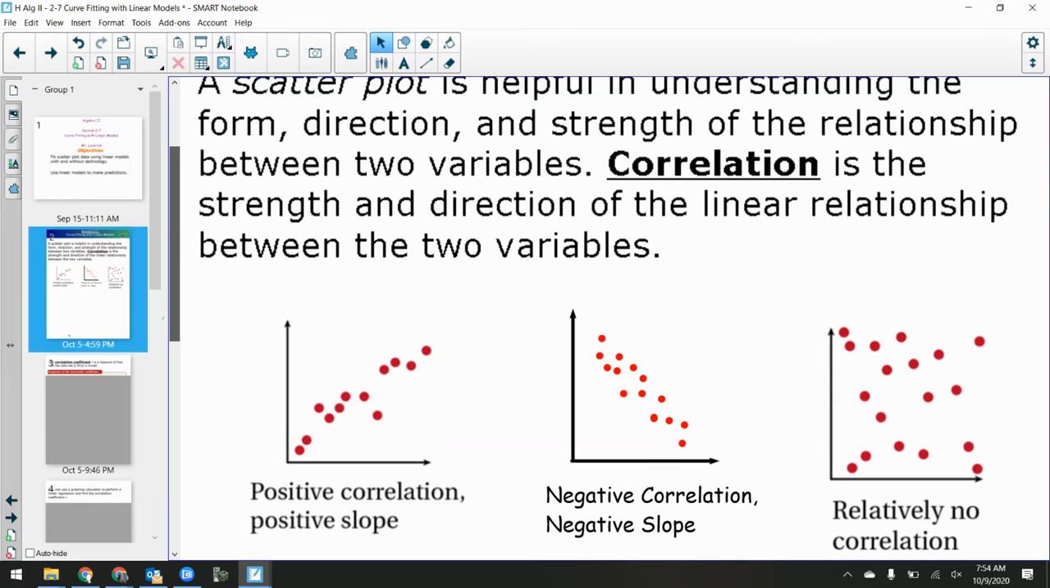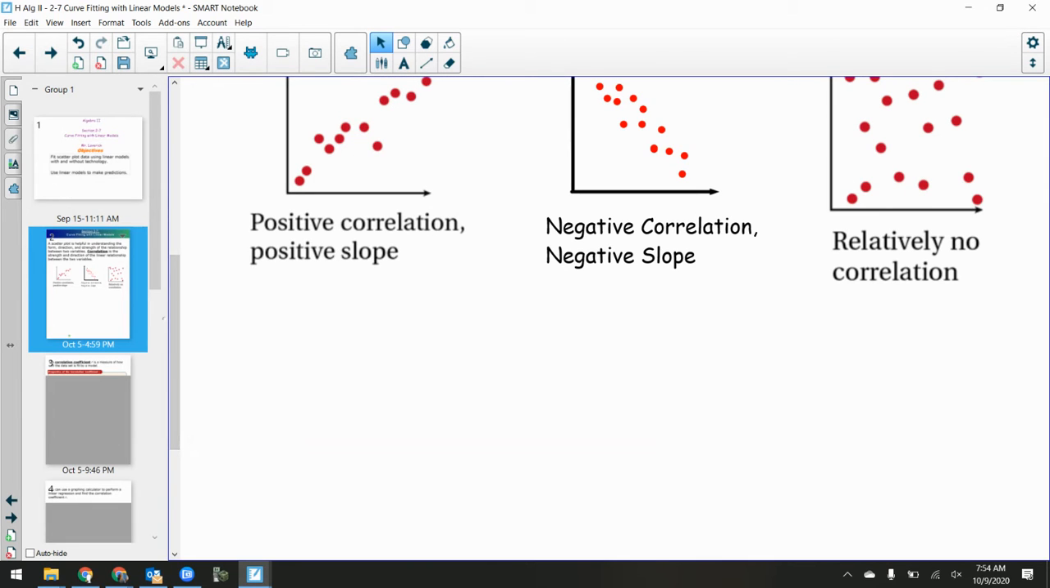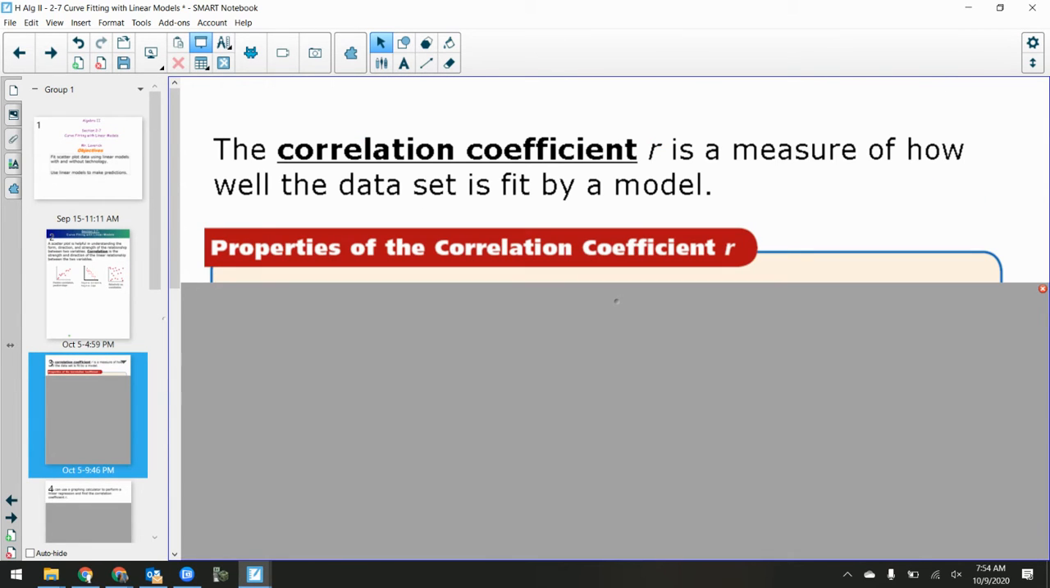Now, how do we numerically define what that is? Well, then we talk about what's called the correlation coefficient. The correlation coefficient is what we're going to call the R value. It's a number that our calculator will spit out to us. If you take statistics courses in college, you will actually have to do all of this by hand without your calculator and know the formulas. But for right now, we're just going to rely on our calculator pretty heavily.